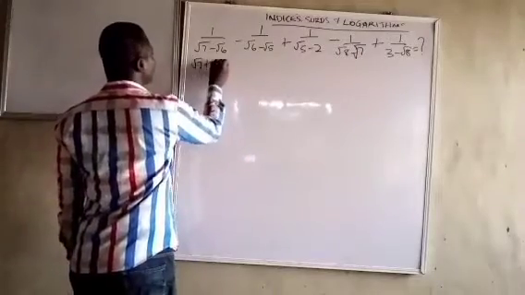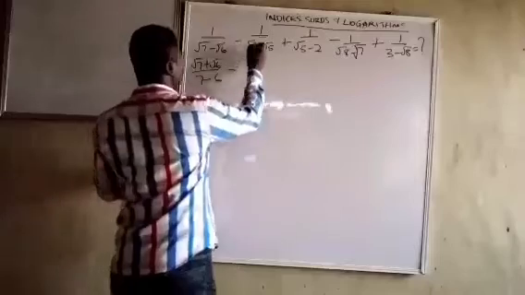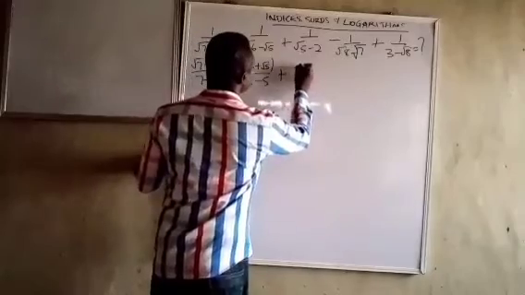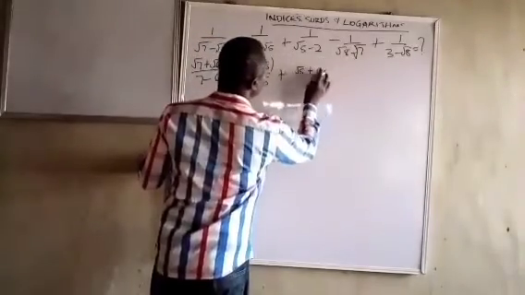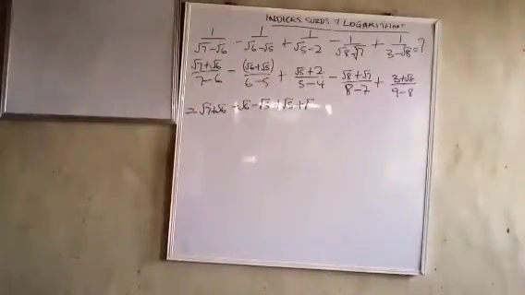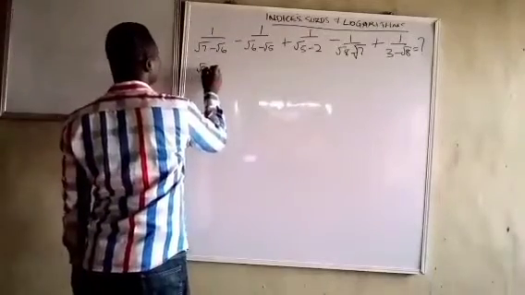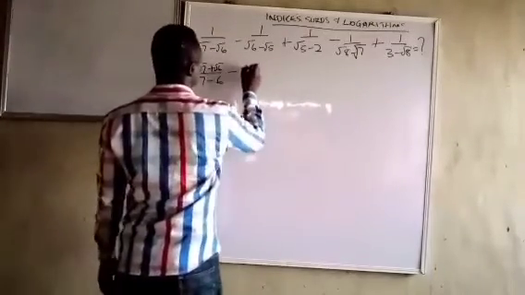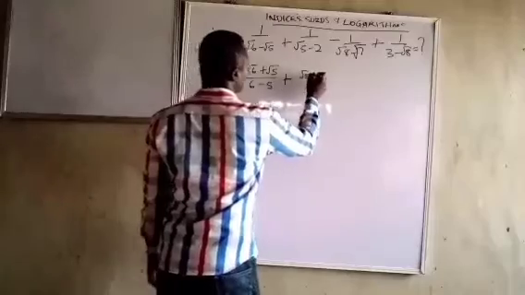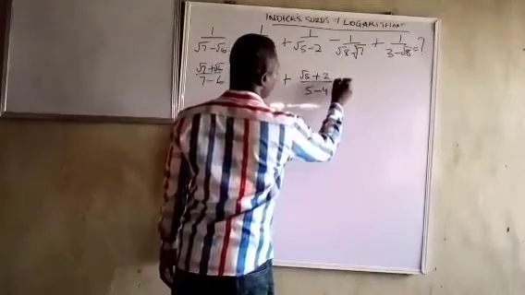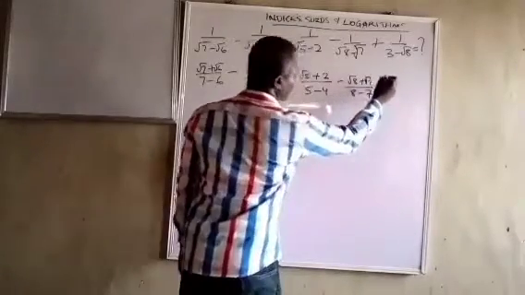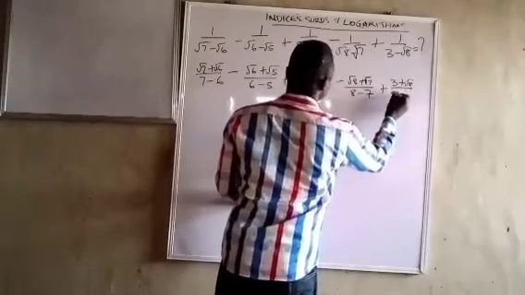So it should be root 7 plus root 6 over 7 minus 6, minus root 6 plus root 5 over 6 minus 5, plus root 5 plus 2 over 5 minus 4, minus root 8 plus root 7 over 8 minus 7, plus 3 plus root 8 over 9 minus 8.